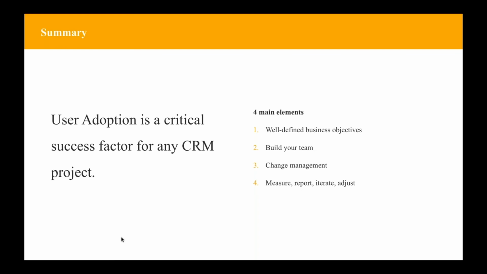I talked about 4 main elements: making sure you have well-defined business objectives. You should have that anyway. That's just good project governance. But then also translating that into what's in it for the users, right?